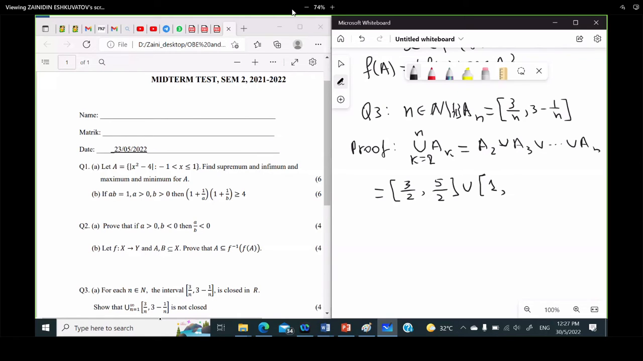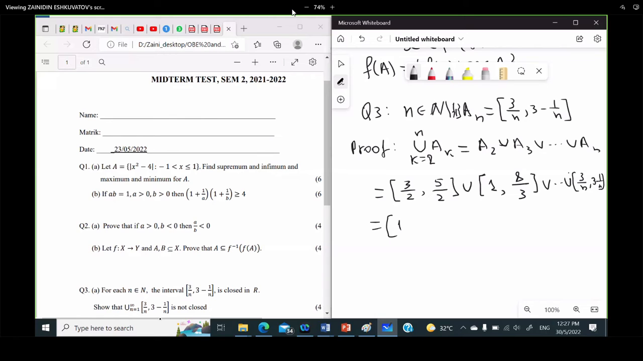When 3 minus 1 over 3 becomes 8 over 3, union, and so on. Union 3 over n, 3 minus 1 over n. Okay, now if I add these two, you see this one comes first.